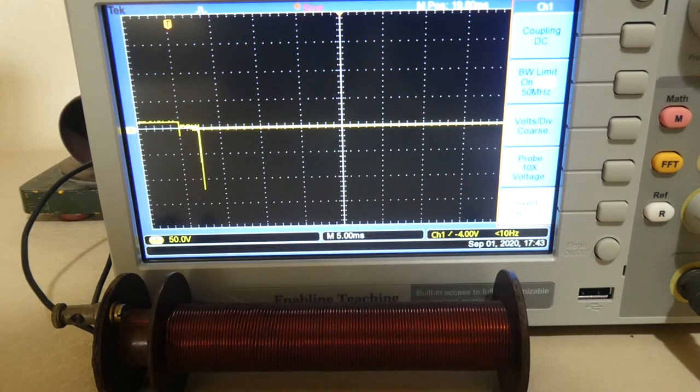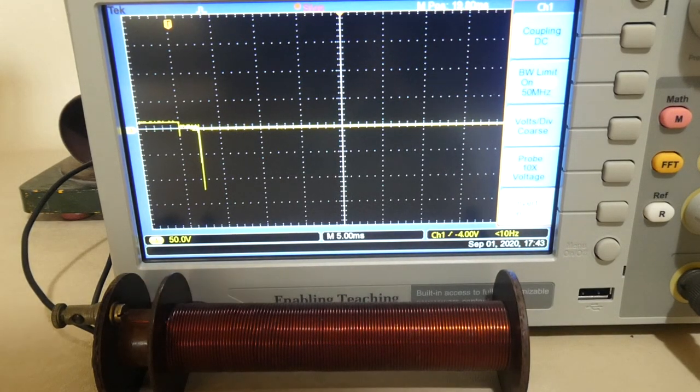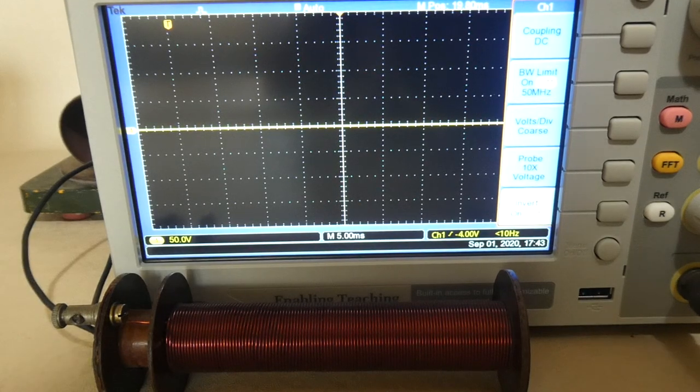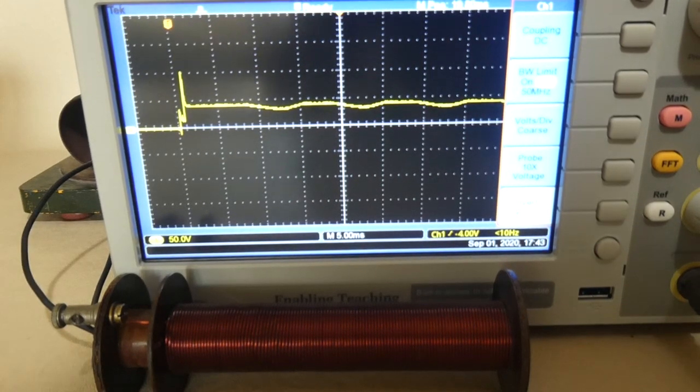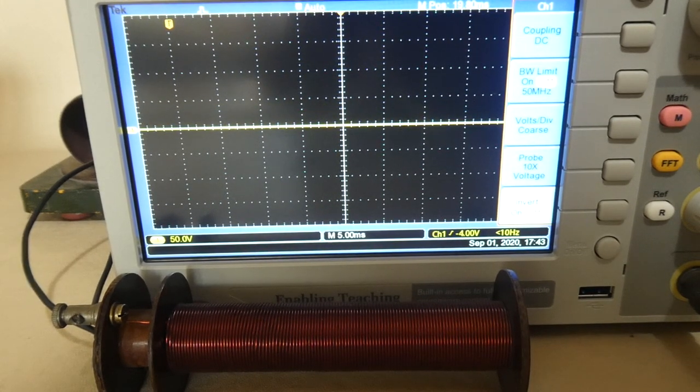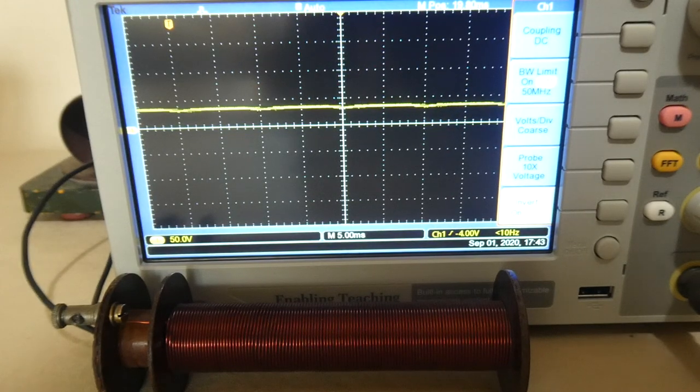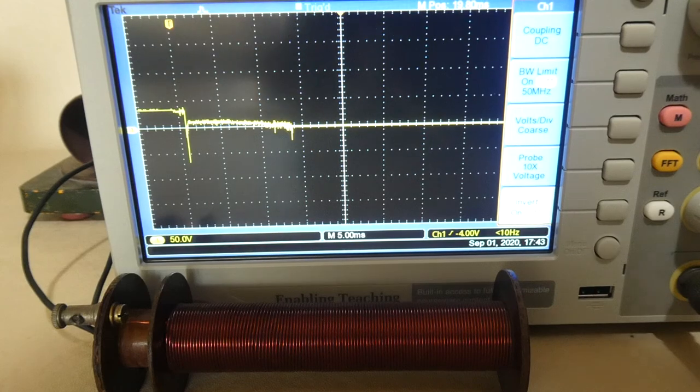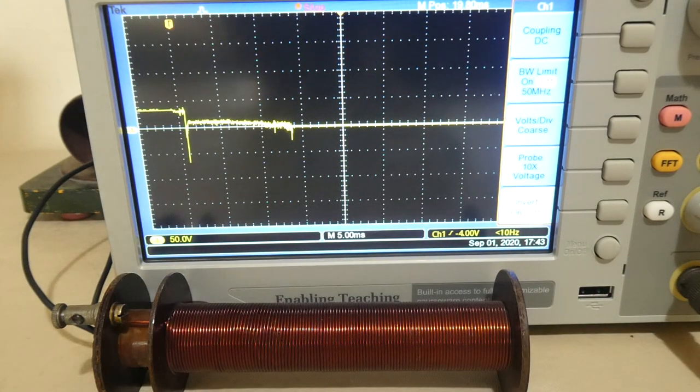I'm going to raise the current flow to a maximum in our non-iron core state. Run the scope. Switch on. Switch on. Switch off. Switch on. Switch off. Switch on. Switch off.